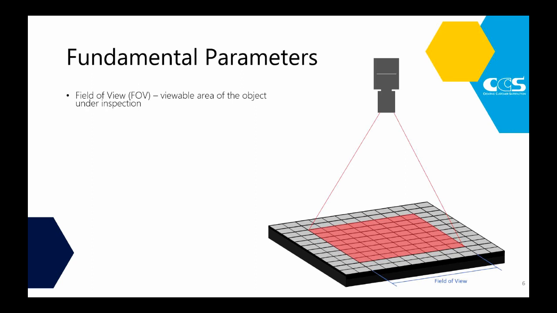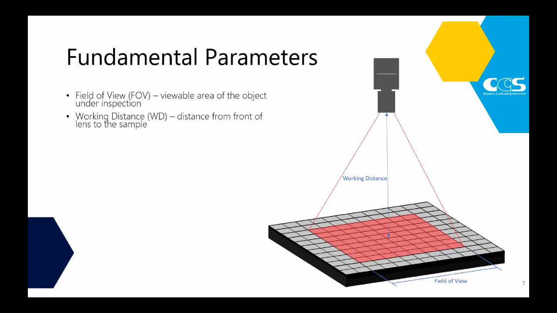Throughout the presentation, we're going to talk about a few fundamental parameters. So I'll go through the definition of each one so we're all on the same page. The first one is the field of view, which is the viewable area of the object under inspection. So if we ask you for the field of view of your camera and you just give us the size of your sample, that doesn't really help us. If you're inspecting the whole sample, the field of view is going to be a little bit larger than the size of your sample to account for some tolerance and positioning. If we're only looking at a small portion of your sample, we need to know what size that portion is. So the field of view is not the size of your sample, it's the size of the area that we're looking at.